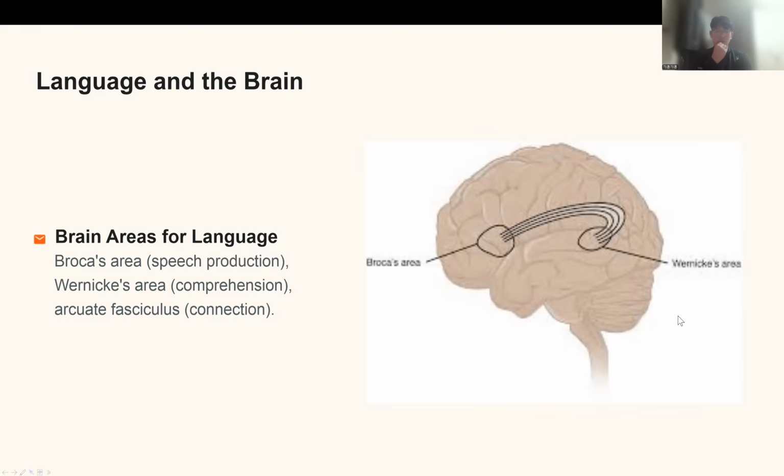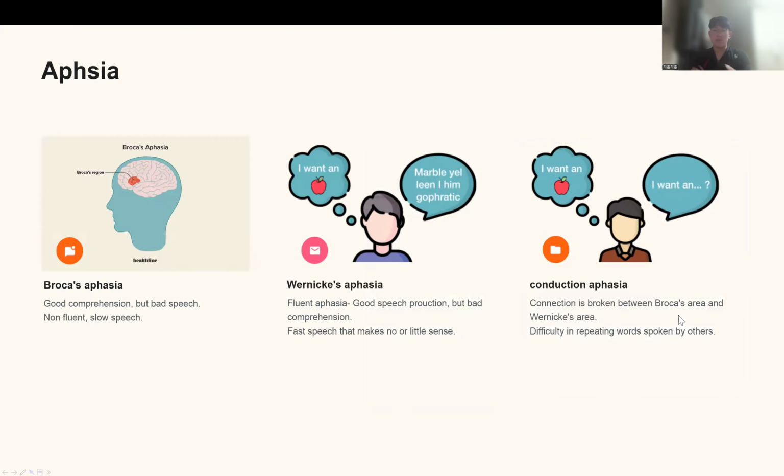So if something goes wrong with this area, there can be illnesses, which are called aphasia. First, Broca's aphasia has good comprehension, but bad speech. Non-fluent, but good at understanding.